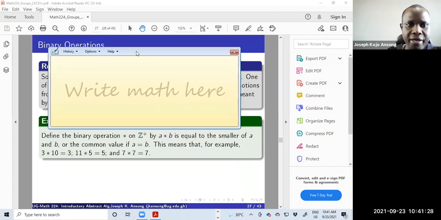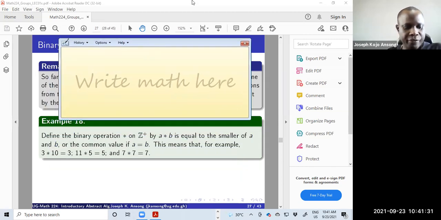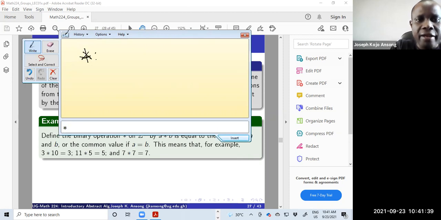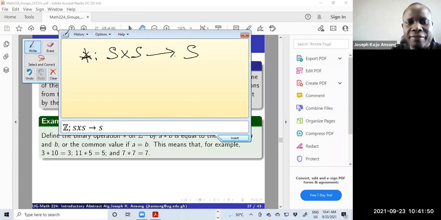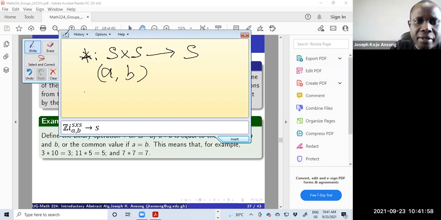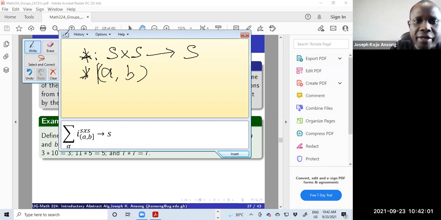So far we have looked at what binary operations are. We defined what a binary operation is. It's basically a function from the Cartesian product S and S to a set S. So you have a set S, you take two elements from the set S, A and B, and you perform this operation star on them. We represent this as A star B.